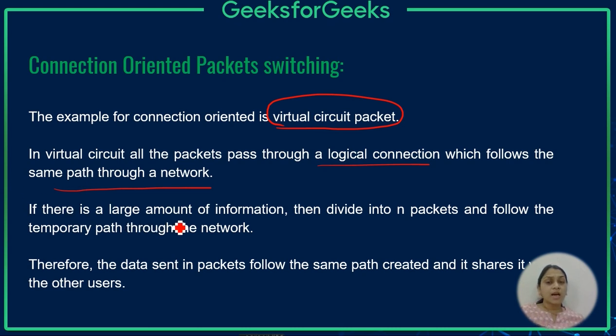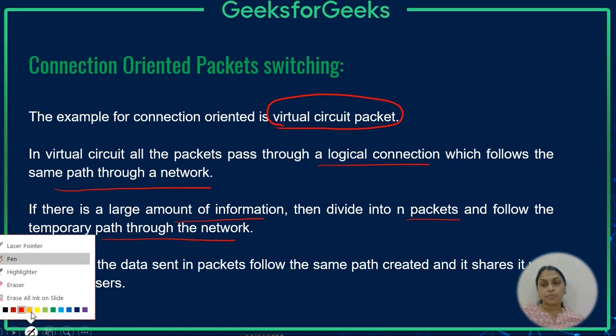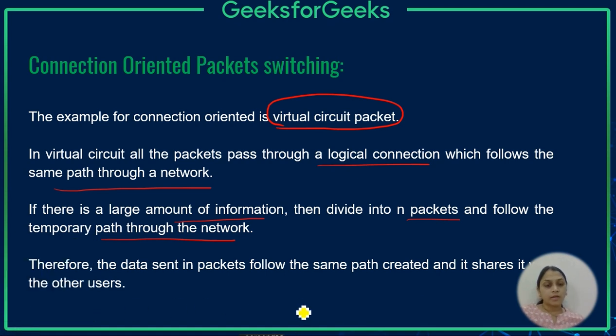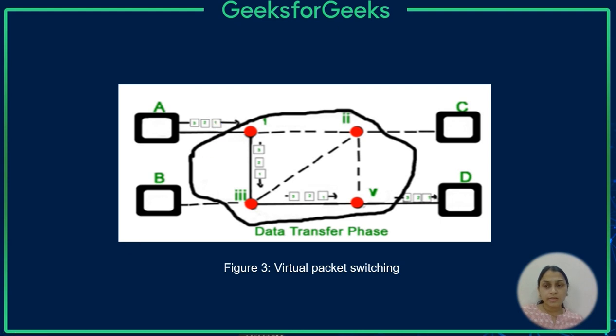Suppose there is a large amount of information. Then divide it into n packets that follow a temporary path through the network. Even though the message is big, we divide that information into packets, but these packets will follow the temporary path through the network. Therefore, data sent in packets follows the same created path, and it is shared with other users also. See here in this example.